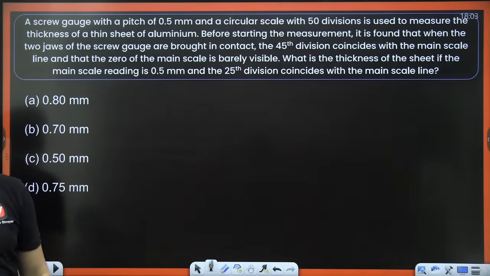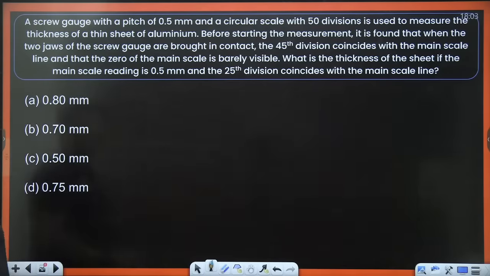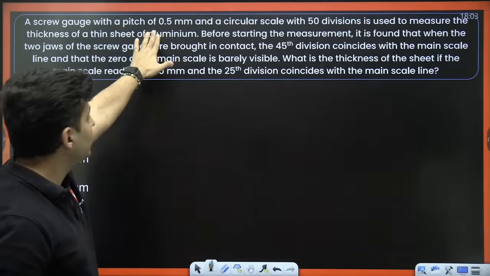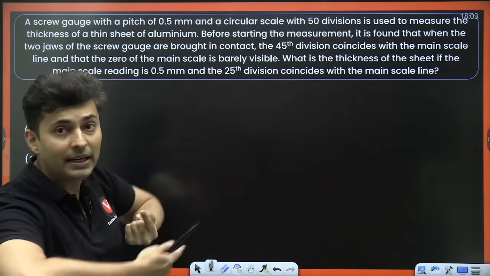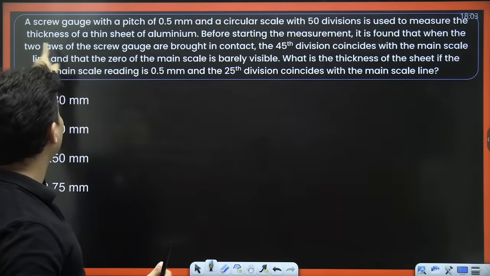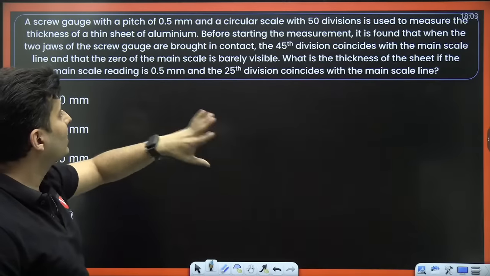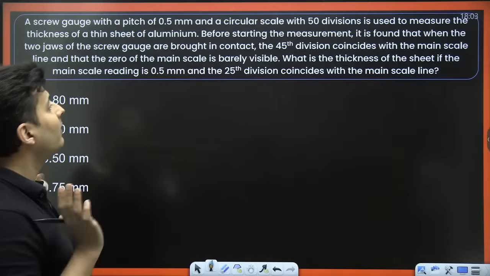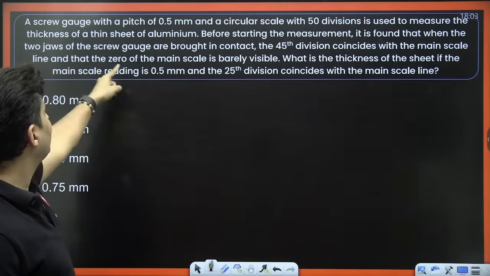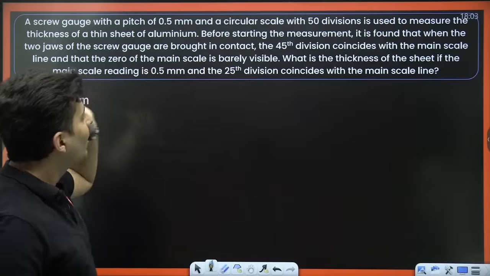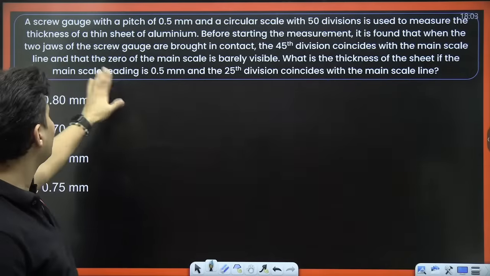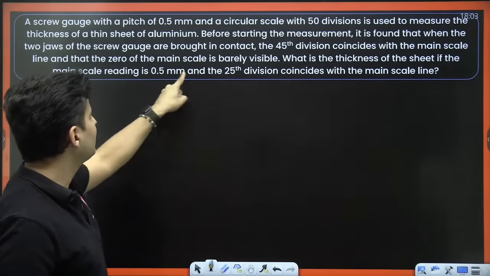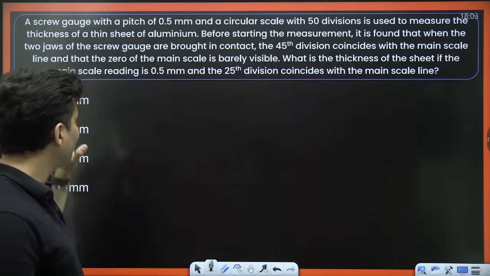Okay, everybody, get ready for this. All right. Screw gauge with a pitch of this much, circular scale with these many divisions, is used to measure the thickness of a sheet. Before starting, it is found that when the two jaws are in contact, the 45th division is in line and the zero is hardly seen. Okay, zero error is there. What is the thickness if main scale reading is this much and 25th division coincides?